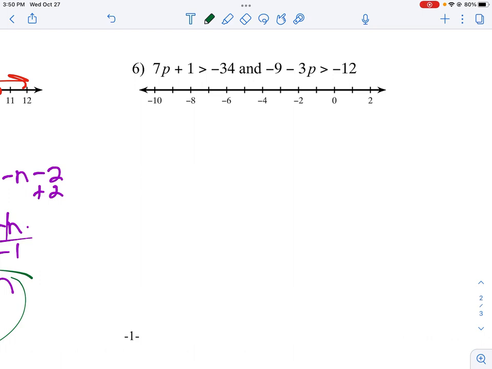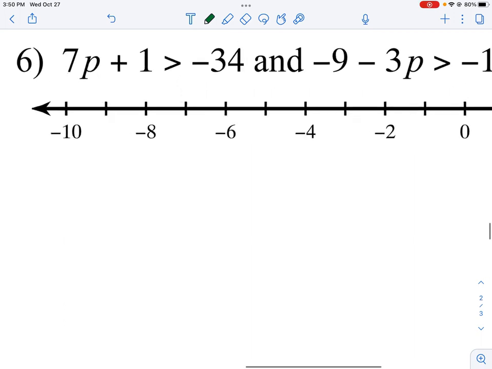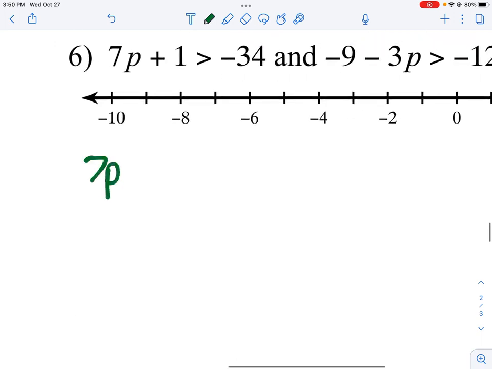Okay, so let's try this one. So we have 7p plus 1 is greater than negative 34.